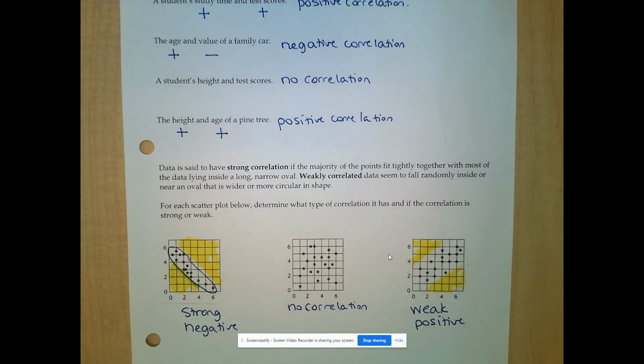Moderate is where you have something that's sort of in the middle. I might even say this one is moderate, but given that we only had two choices on the notes, the first one would be strong because of how tightly grouped, and the second one would be considered weak.